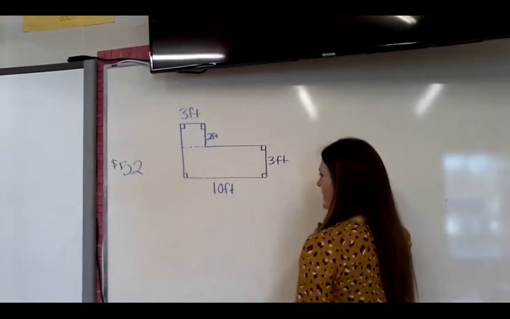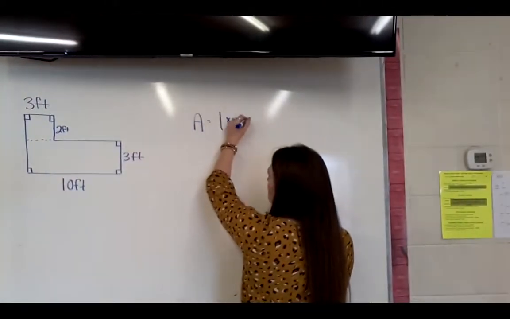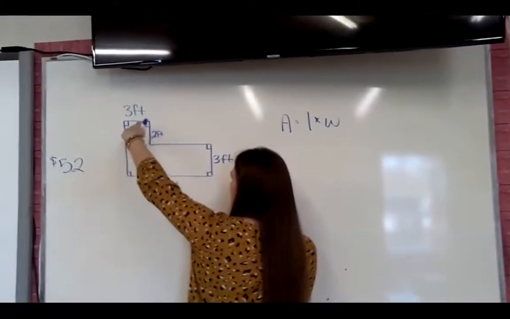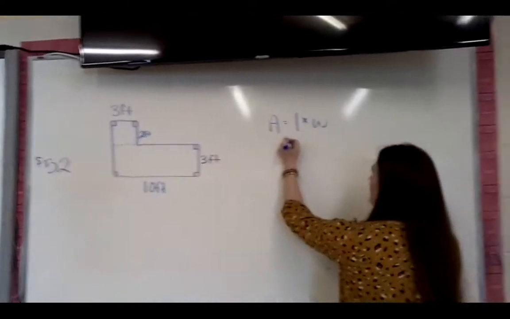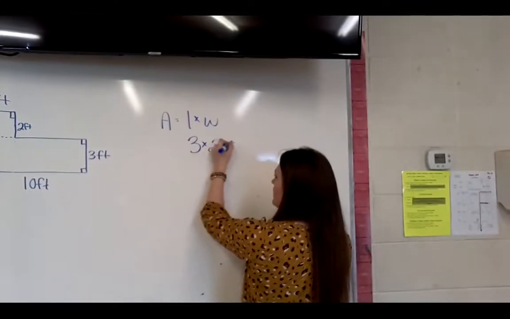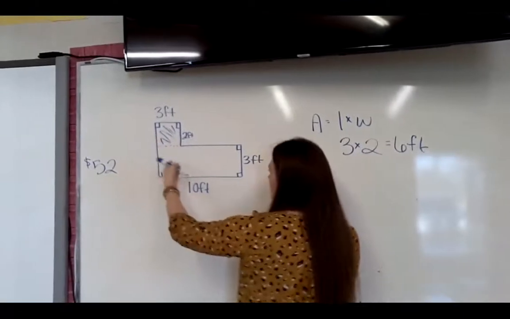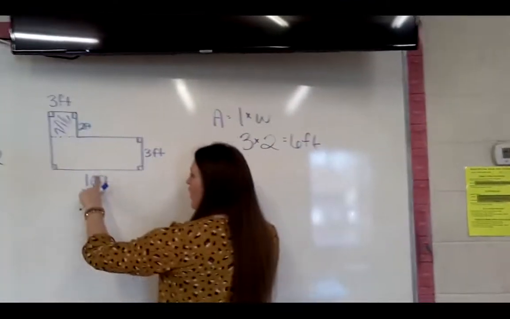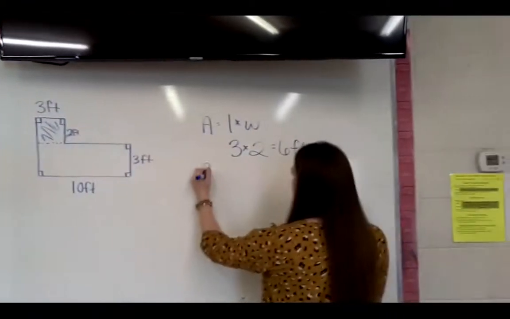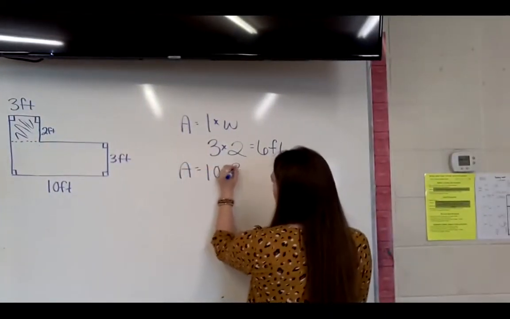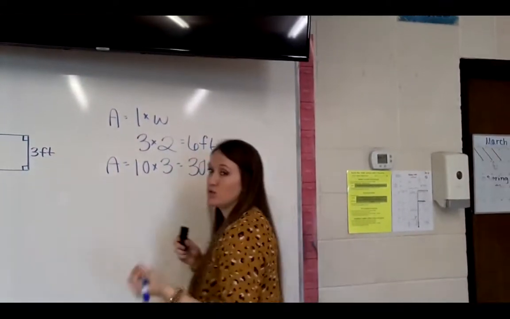Since I split it that way, we know to find the area of a rectangle or a square, it's length times width. So just looking at this little section, one side of it's 3 feet, one side of it's 2 feet. So I know I have 3 times 2, which is 6 feet. That's the area of this section. Now I still have to figure out for the big one. I know all the way across the bottom is 10 feet, all the way up the side is 3. So for that one, I would have 10 times 3, which is 30 feet. The total area would be 30 plus 6, which is 36 square feet.